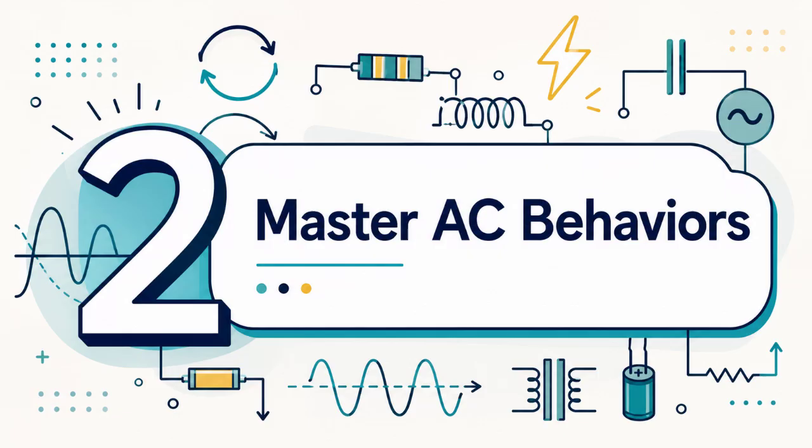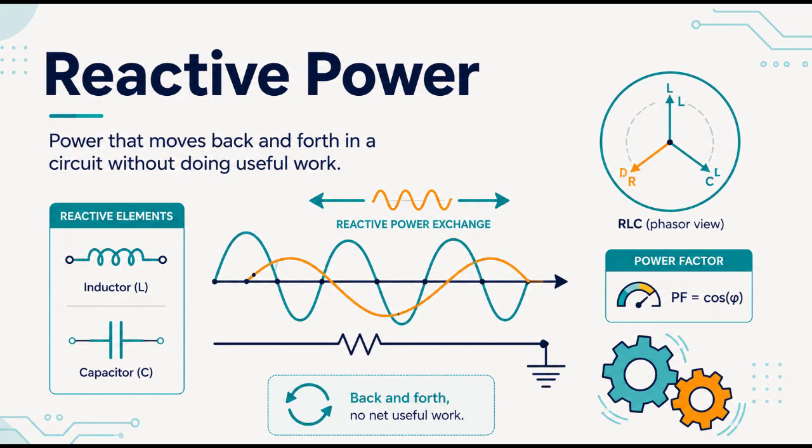Moving right along to step 2, mastering AC behaviors. Let's look at how this builds into complex circuit behaviors. Mostly because AC introduces frequency, phase, and impedance to the mix. Now, this is where things get super interesting. Because of that frequency, we're no longer just dealing with simple resistance. We are dealing with impedance, the combined effect of resistors, inductors, and capacitors.